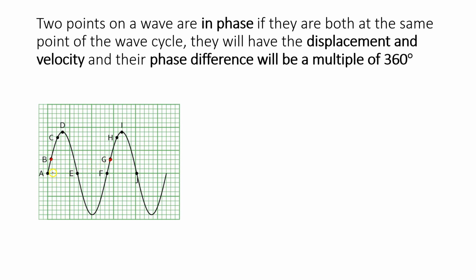A, E, F and J are all in phase with each other. D and I are all in phase with each other. C and H are all in phase with each other. So that's another thing that you must be mindful of. They are in phase with each other. Okay?